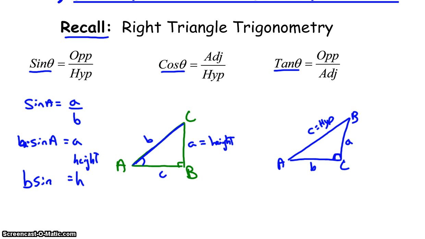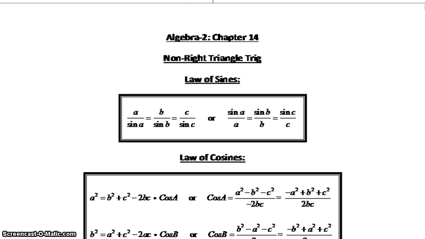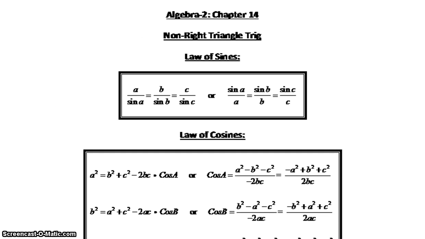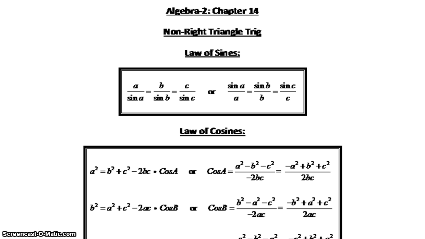Now I will come back to this when we look at some ambiguous cases for side-side-angle as given information. What I'm going to do is jump around a little bit right now, and show you that in Algebra 2, Chapter 14 of our book, we studied the law of sines and the law of cosines.